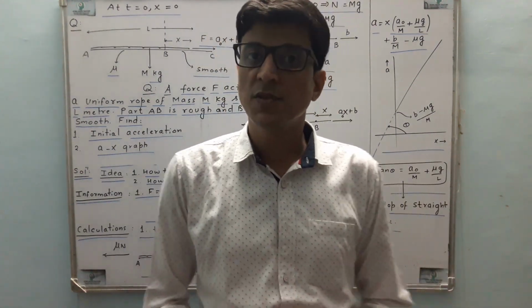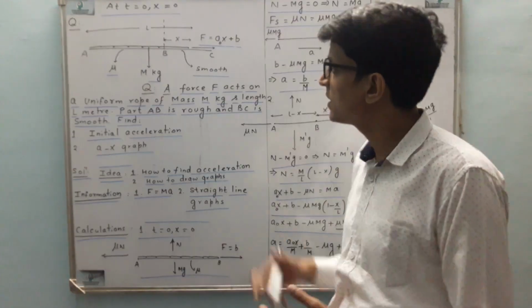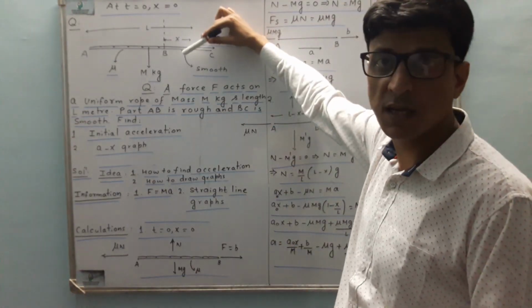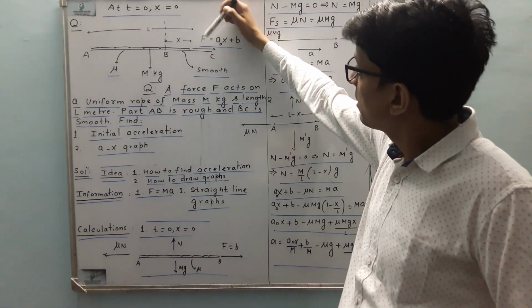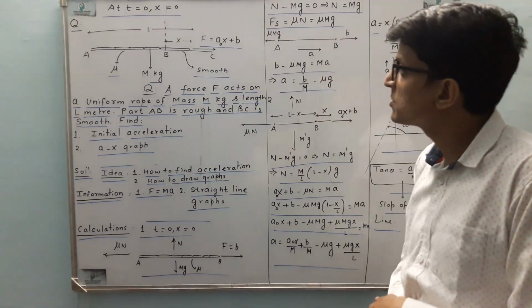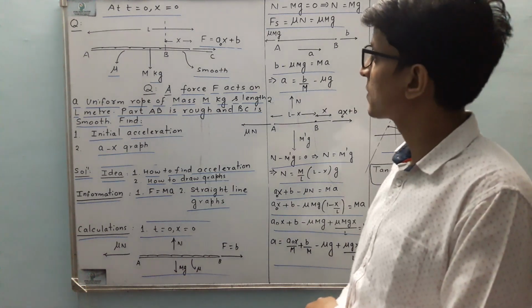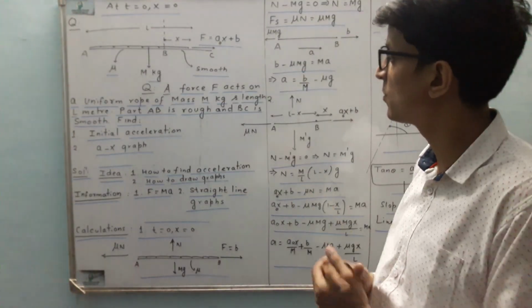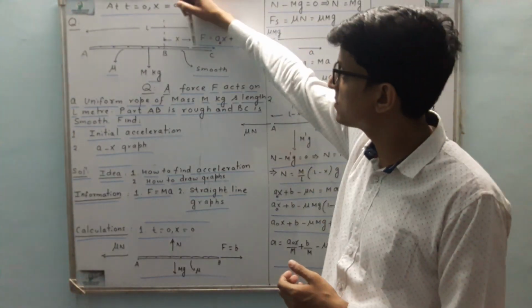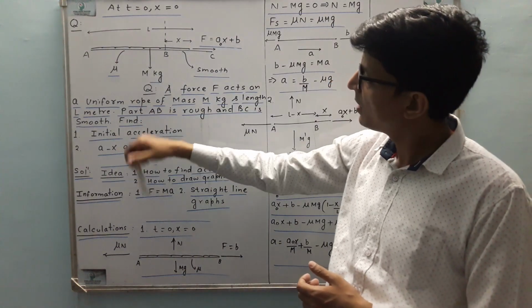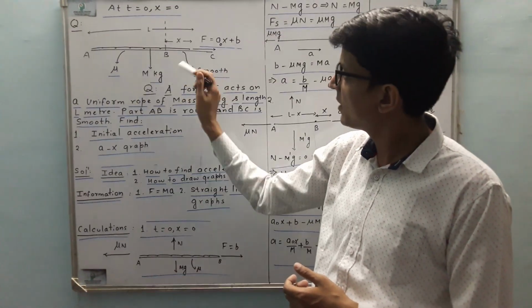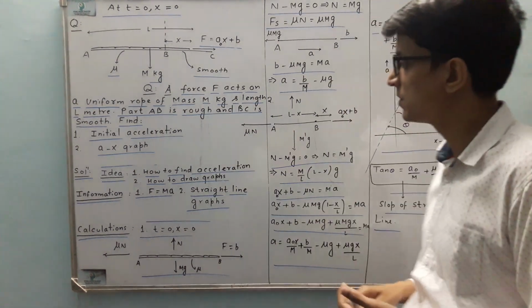Let's discuss a mechanics question today. The question says that there is a rope of mass capital M kg and a length of capital L, and the force F is equal to A naught x plus B on the rope, and we need to find the initial acceleration of the rope and the acceleration position graph of the rope, where x is the distance of the end of the rope from point B. Part AB is rough and BC is smooth.